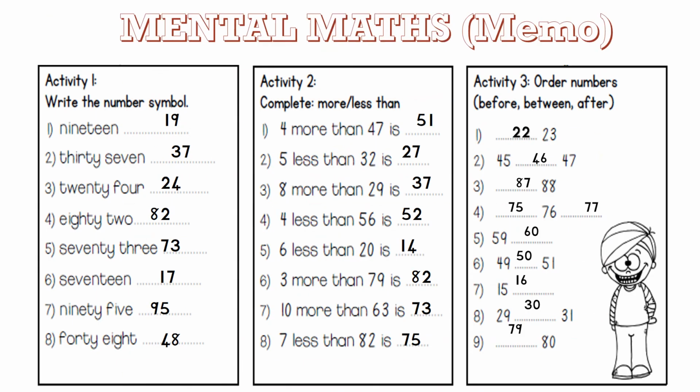And then we have our mental maths memo of the work that you were supposed to do yesterday. So you can just have a look here at your number symbols. In activity 1, the answers 1 until 8. Activity 2, complete more or less than. Also question number 1 until 8, you can see the answers there. And then activity 3, order the numbers before, between or after, question number 1 until 9. So please make sure that you mark these, guys.